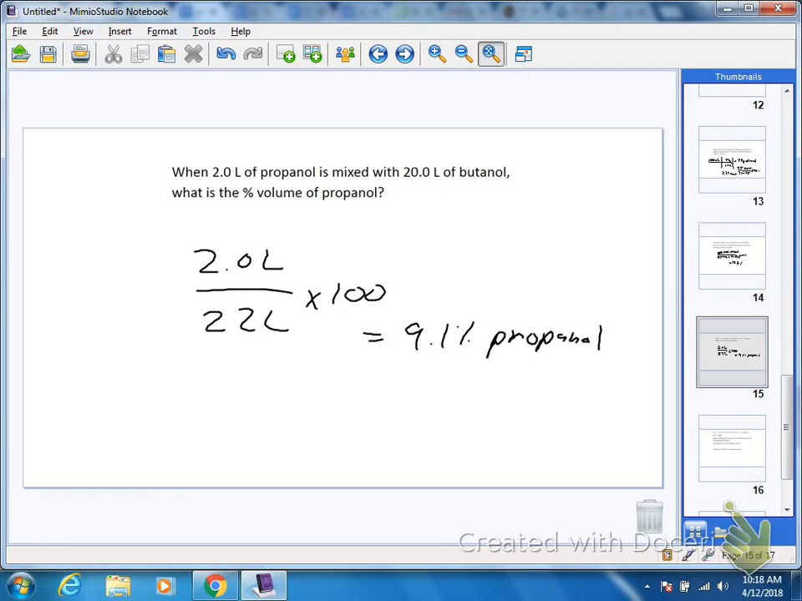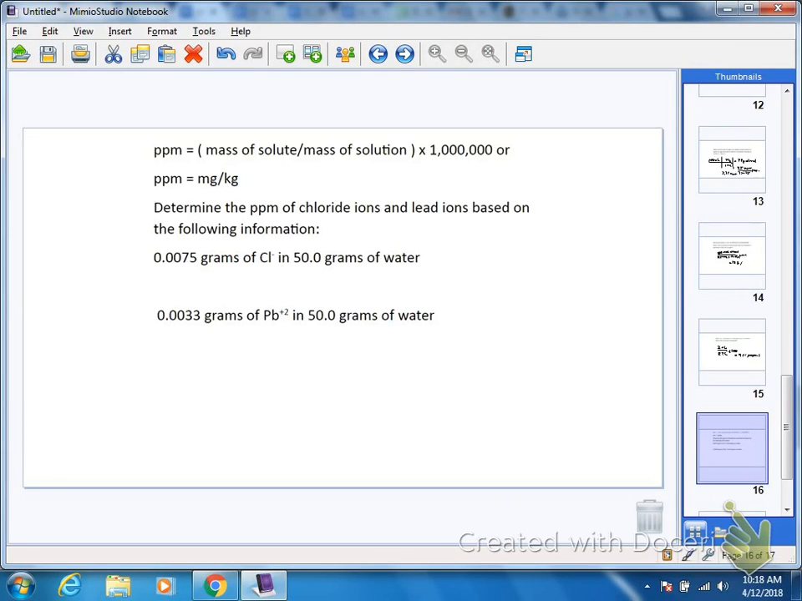They don't want to risk that. Okay, so we have this thing called parts per million. It's just like percentages, because when you do percentages, that's parts per 100.